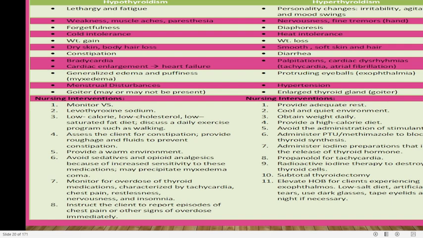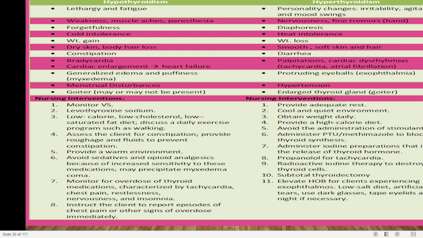Lastly, for patients with hypothyroidism, you instruct the client to report episodes of chest pain and other signs of overdose immediately. What of hyperthyroidism? In this case, you need to provide adequate rest. Remember, the patient is very irritable and agitated with mood swings. Provide a cool and quiet environment. Remember, they are heat intolerant. Obtain daily weight. Remember, in this case, they are going to lose weight.